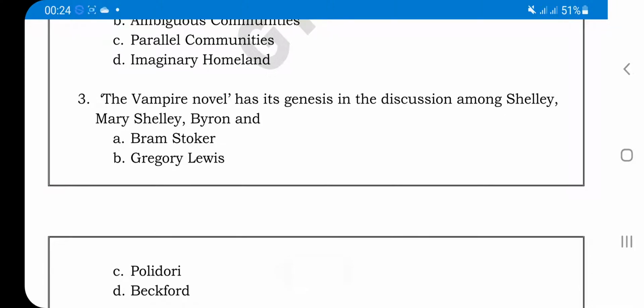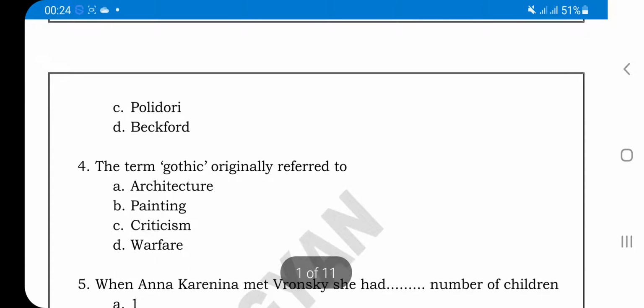The vampire novel has its genesis in the discussion among Mary Shelley, Byron, and others. The answer is, what I remember, it is A. What's your answer? Please comment.